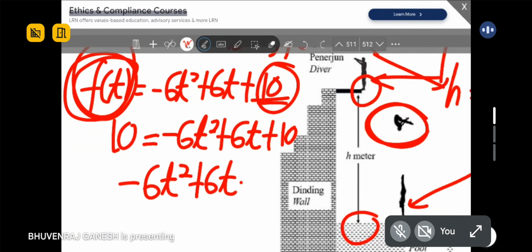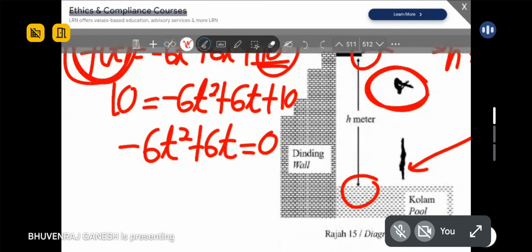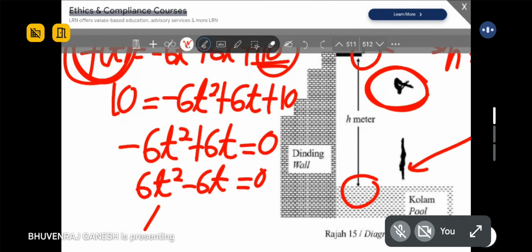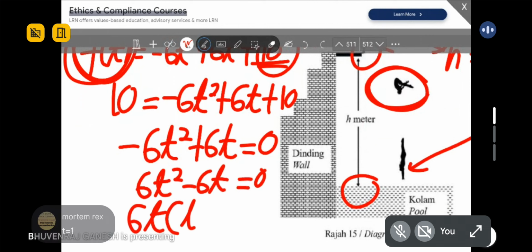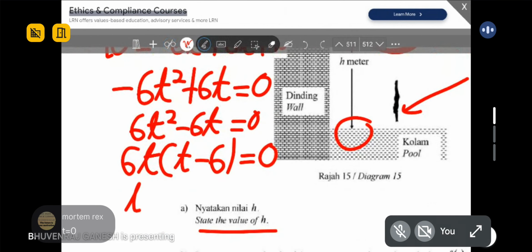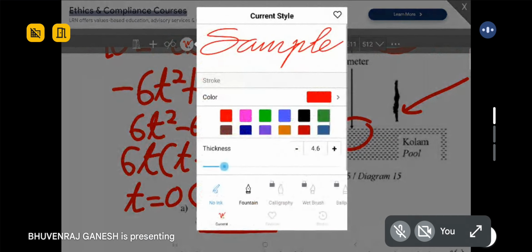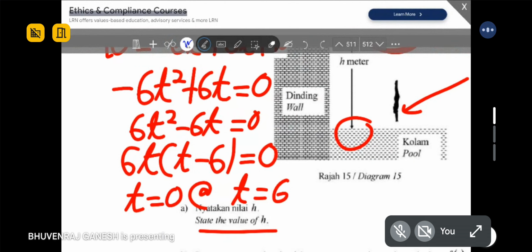Okay, so your answer, you just factorize. So nilai T, you should get how much? 60 T minus 6 equals 0. So you can have T equal to 0 or T equal to 6. So guys, which one is the correct answer? May I know? How you get 1 and 0? Betul ke? Only these two answers, guys. So which one is the correct one? 6 or kosong?